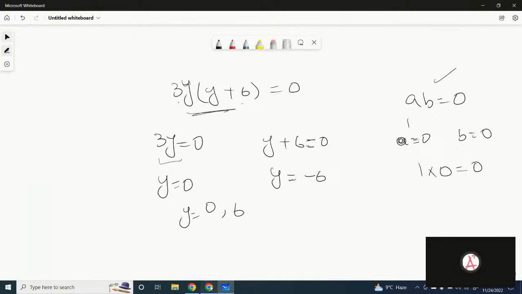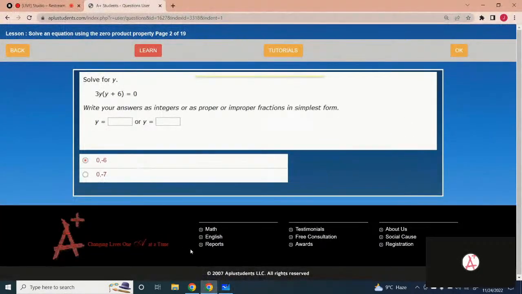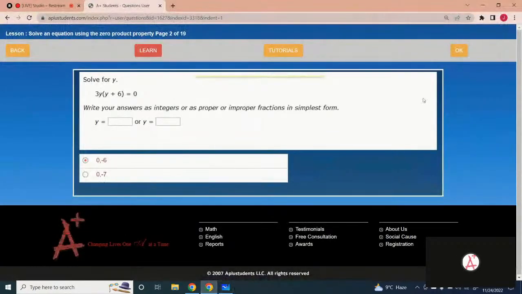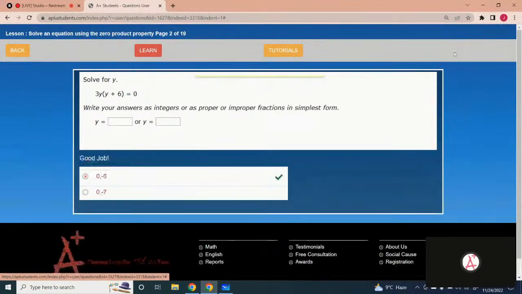Let's do the next one. You have 0 and negative 6. Sorry, not 6, this is negative 6. I forgot to write a negative sign here. It is 0 and negative 6. Select the correct option and click on the OK button. Let's do the next one.